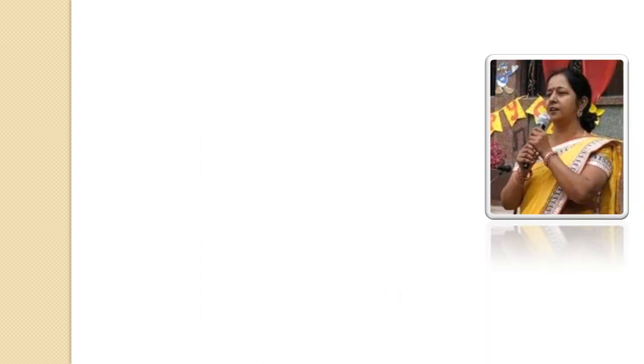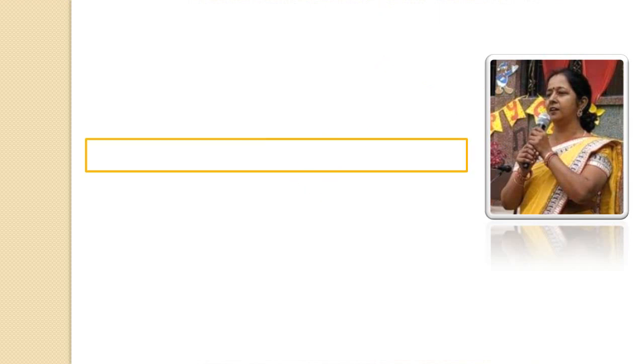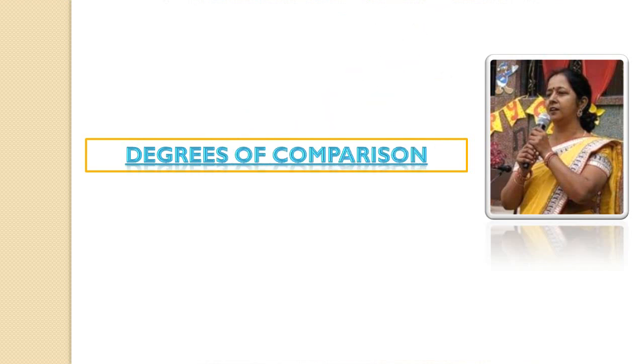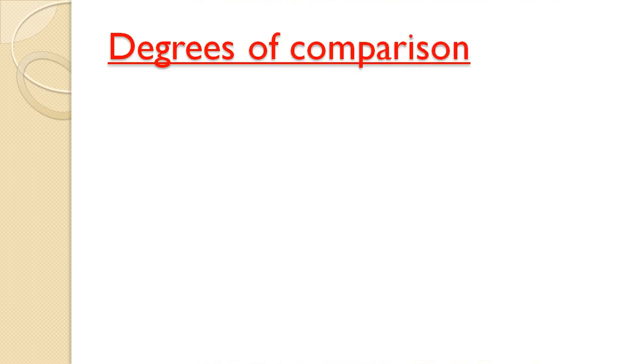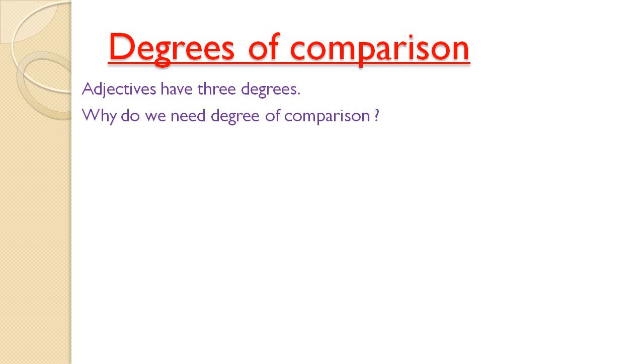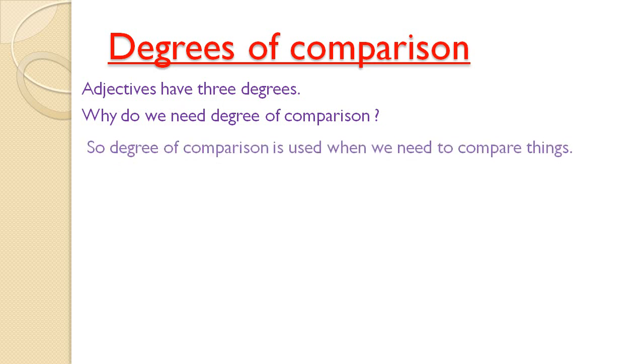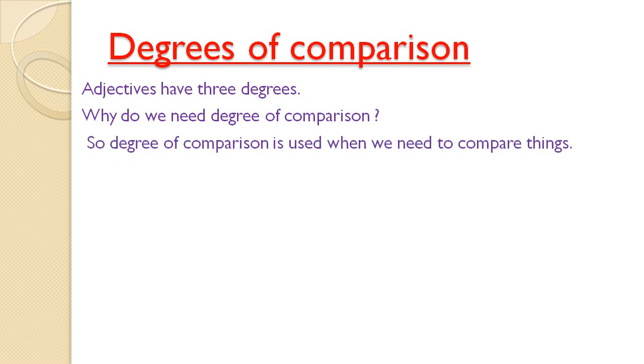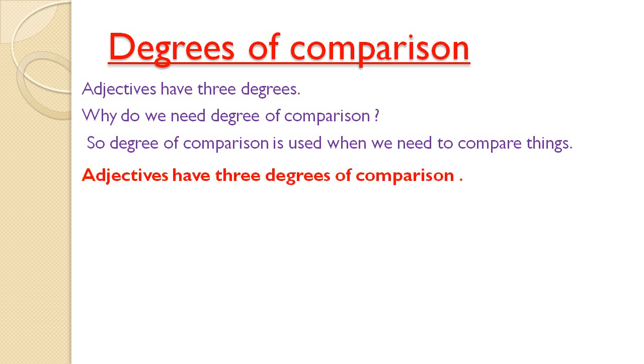Hello students, in this video we will study the second part of adjectives, that is degrees of comparison. Now we will learn about the degrees of comparison that an adjective has. Adjectives have 3 degrees. Why do we need degrees of comparison? Degree of comparison is used when we need to compare things. Adjectives have 3 degrees of comparison: positive degree, comparative degree and superlative degree.